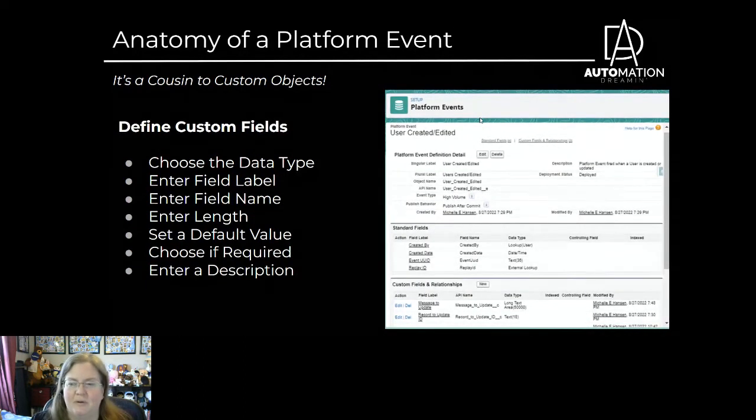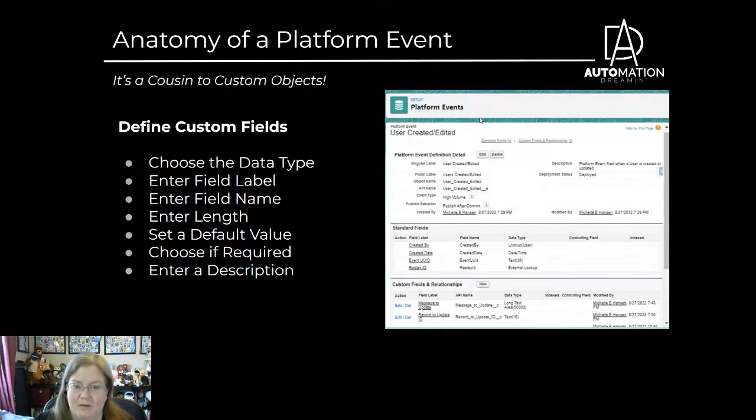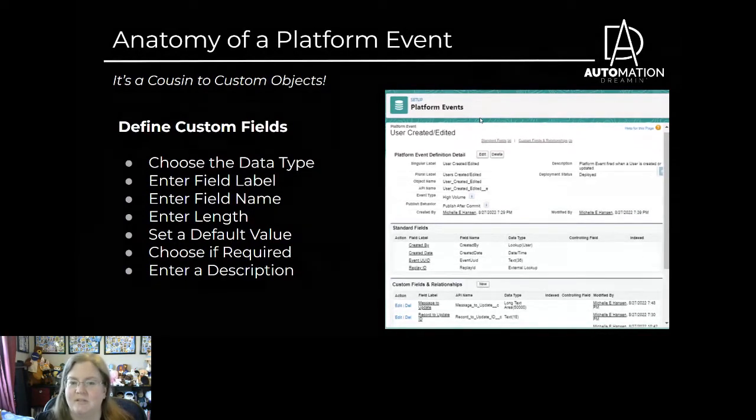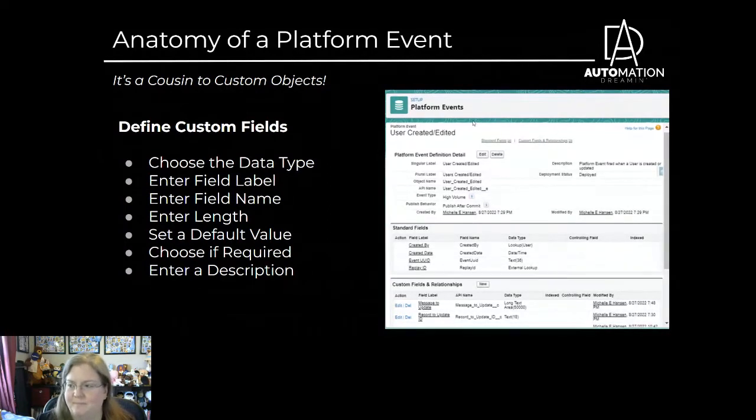Digging a level deeper, once you've created the platform event object, you then can customize it with different custom fields. So same thing, defining a custom field needs a data type, a field label, a field name, a length, perhaps if it's a text. You need a default value, if you want to use that. You can select whether or not that should be required. And again, we'll enter a description for what that field's used for. So sounds pretty similar to custom object, right? Absolutely. It is just as easy as creating a custom object can be.